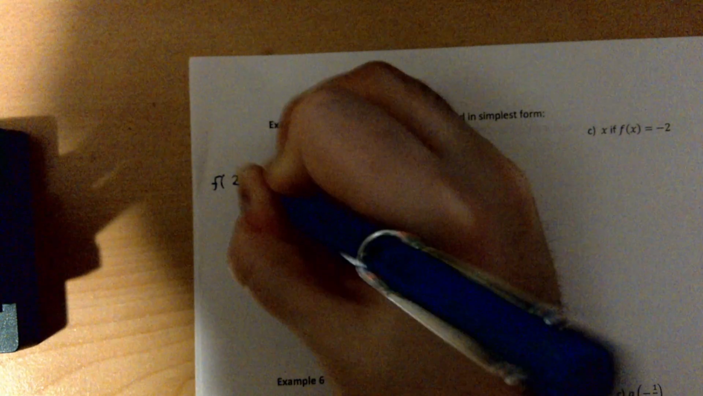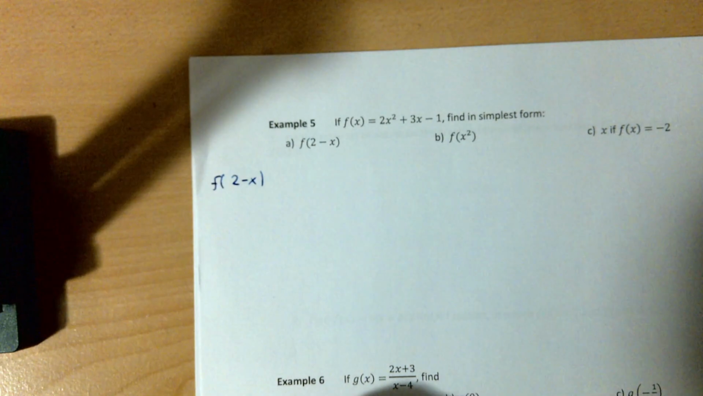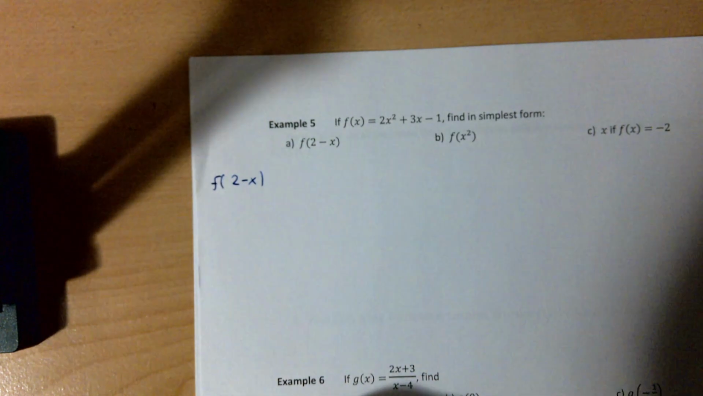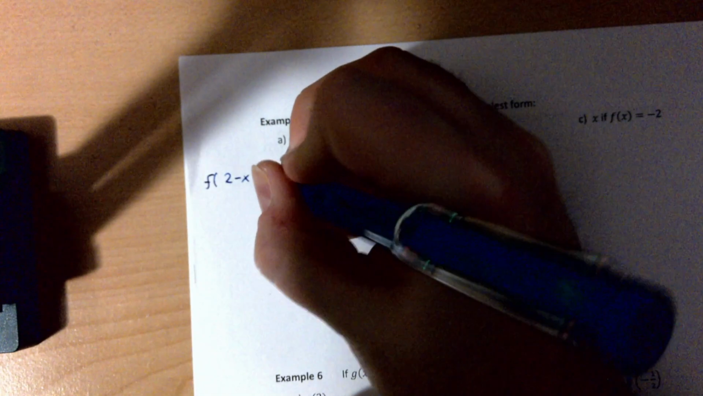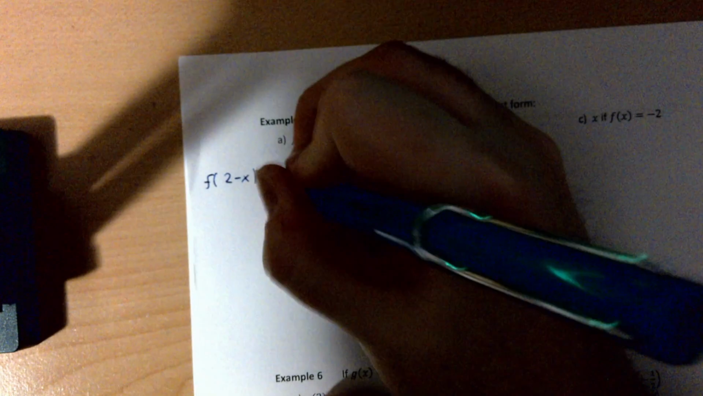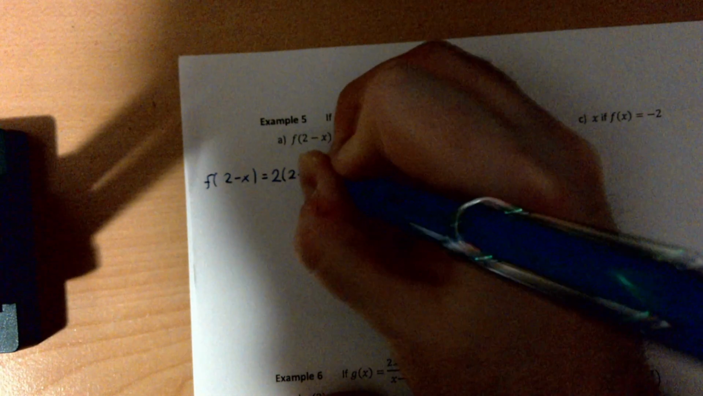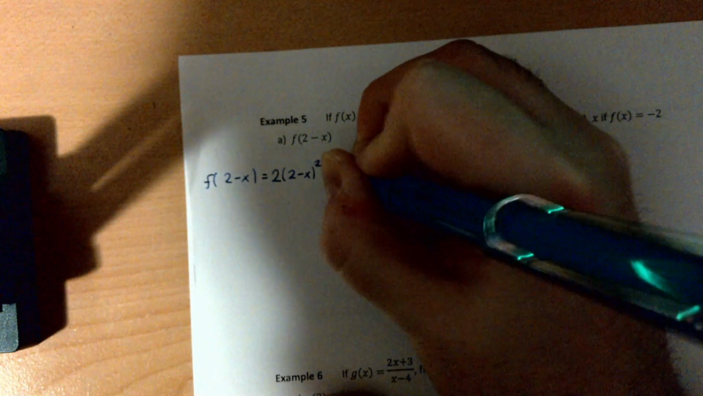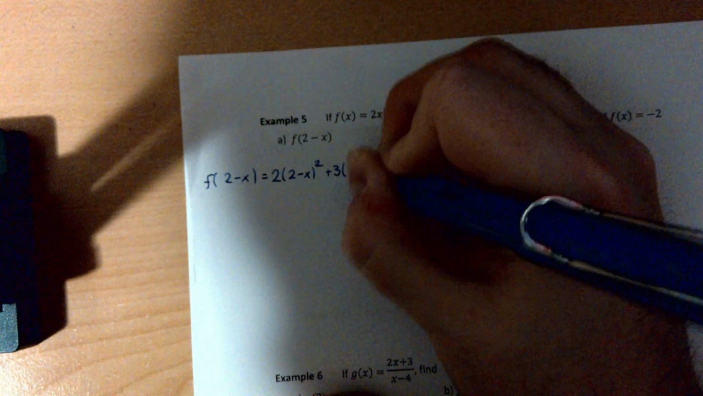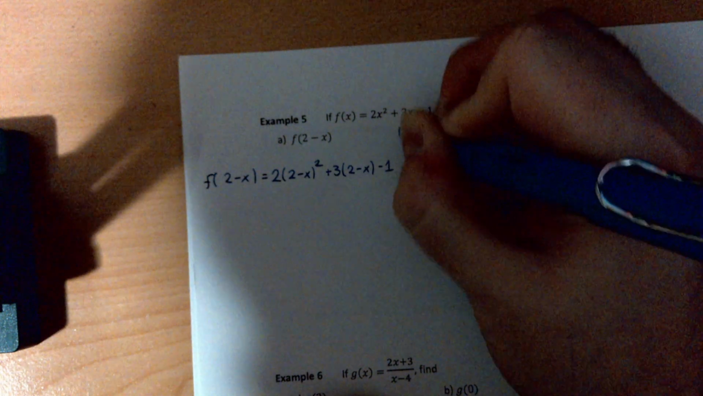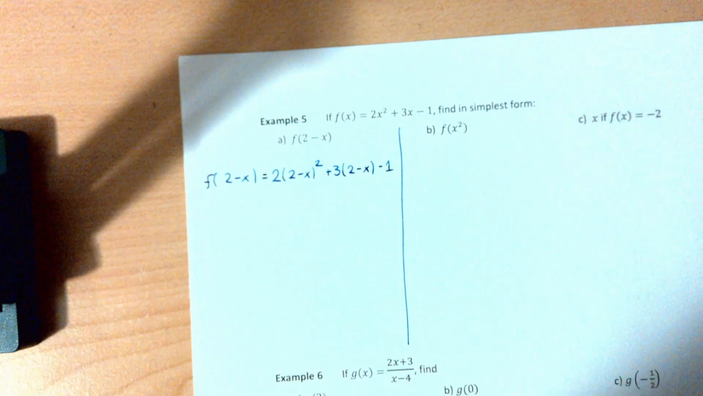Okay, so f of 2 minus x. Idea is still the same. I'm doing exactly what I did before. I'm replacing every single time I have x with my new bracket. So the calculations might get a little ugly, but the idea is the same. So I got 2, and now instead of x, I've got 2 minus x squared plus 3 times 2 minus x minus 1. Hopefully it'll fit there. It should.